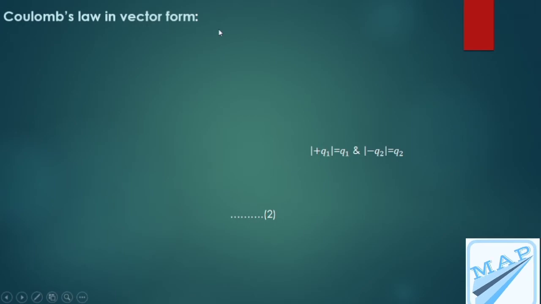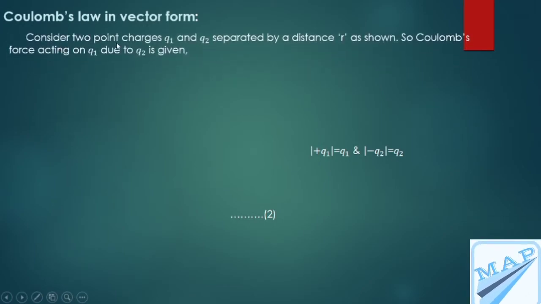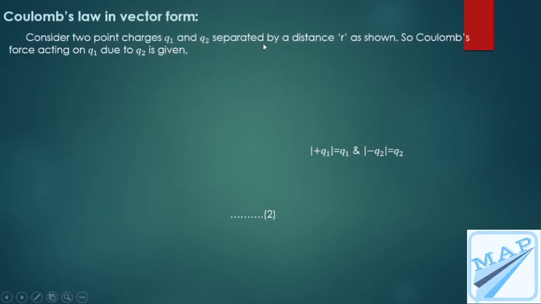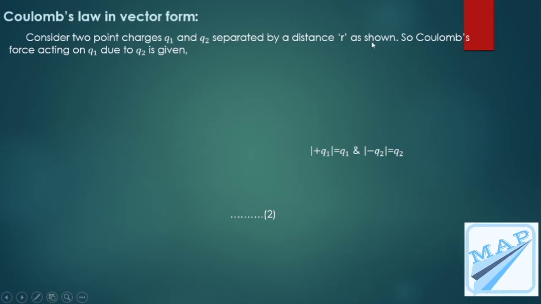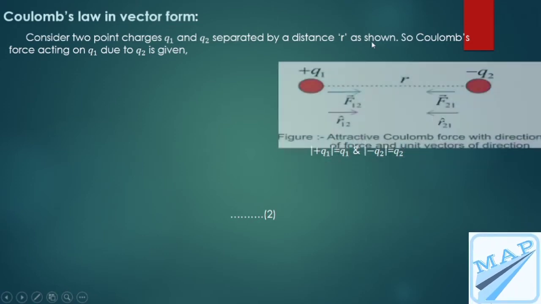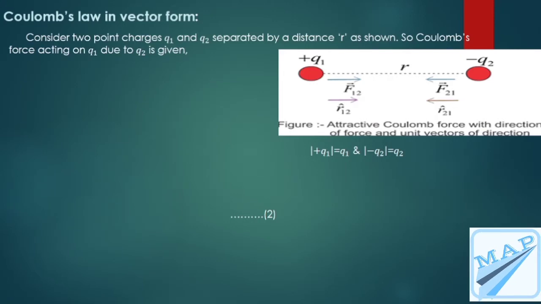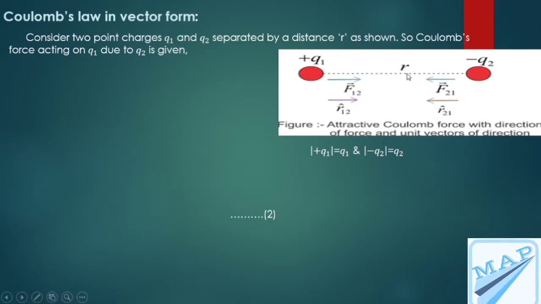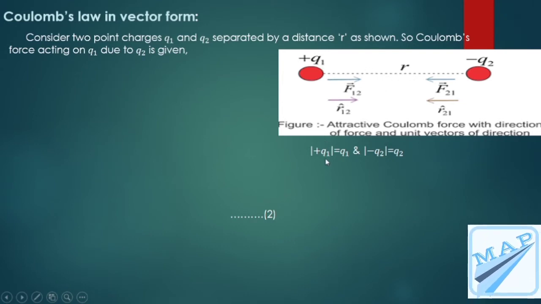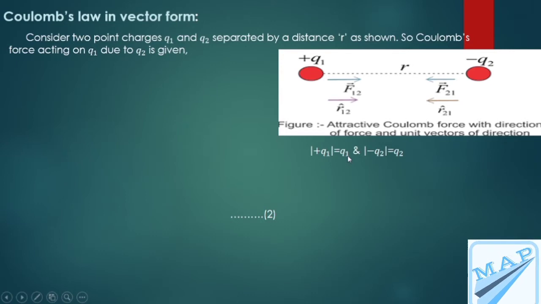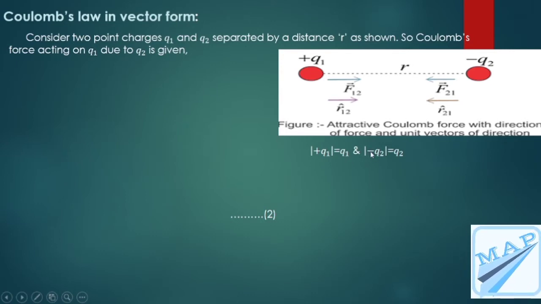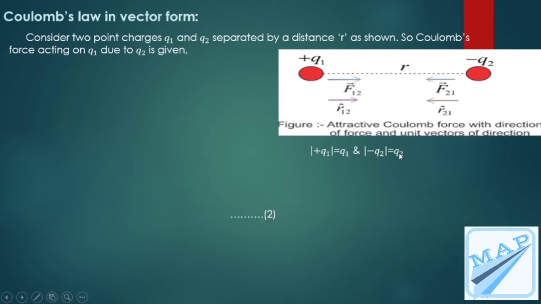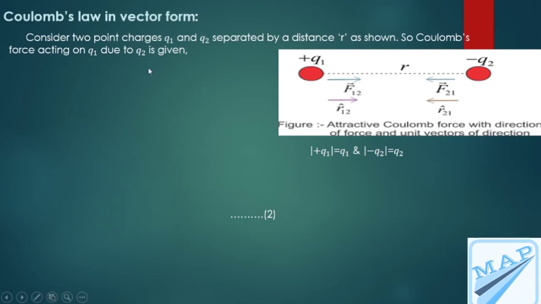Coulomb's law in vector form. Consider two point charges q1 and q2 separated by a distance r as shown. You can see a very good pictorial graph: q1 and q2 separated by a distance r. In place of positive q1 we will take the magnitude of q1, which is equal to q1, and the magnitude of negative q2 is equal to q2. No problem. So, Coulomb's force acting on q1 due to q2.